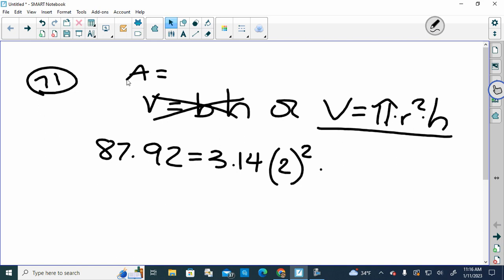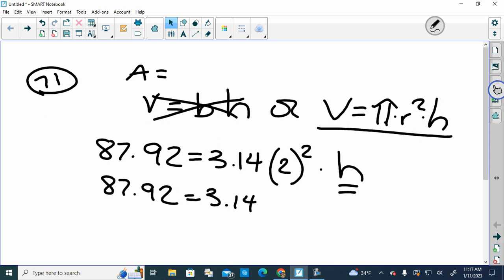They're wanting us to solve for height, so obviously we don't have it. We're going to solve and reduce this all down and then move things to the other side so that we can get h by itself. So we have to use our algebra skills. Order of operations, we would have to do exponents first, right? Which just happens to take us back to the answer that was on the paper. So we have 87.92 equals 3.14, and 2 squared is 4.